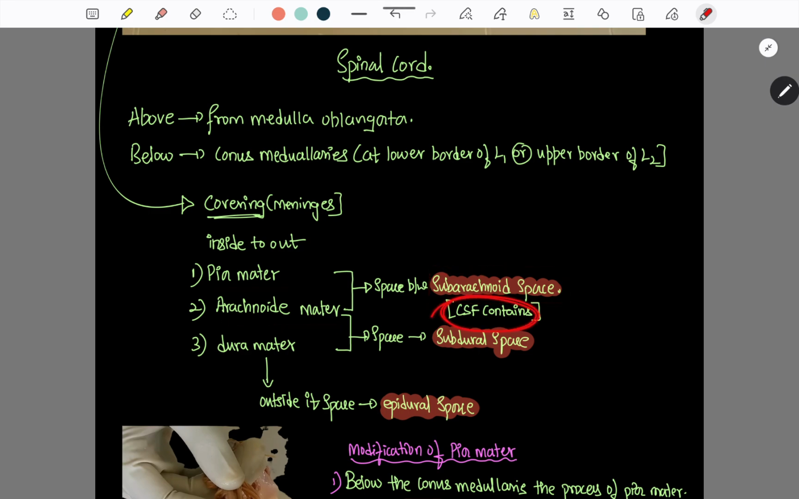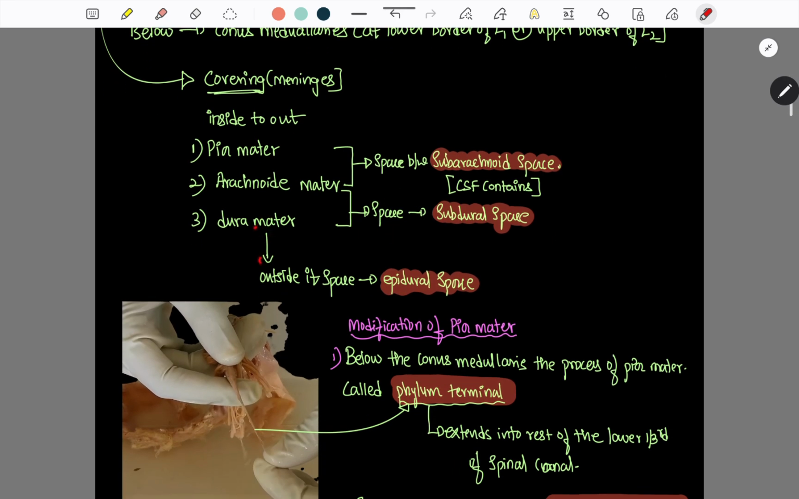It contains CSF. As I have read in physiology, CSF goes from the lateral ventricles to the third to the fourth ventricle, and from the fourth to the subarachnoid space via the foramen of Magendie and foramen of Luschka. This is the subarachnoid space, which contains CSF. Between the arachnoid mater and dura mater, the space is called the subdural space. And outside the dura mater, you have a space called the epidural space.